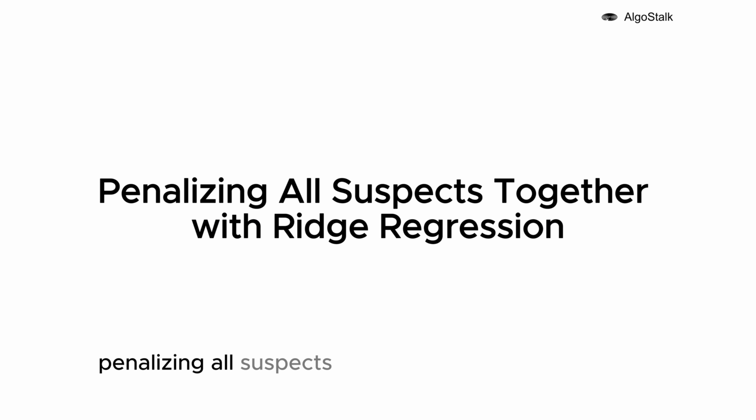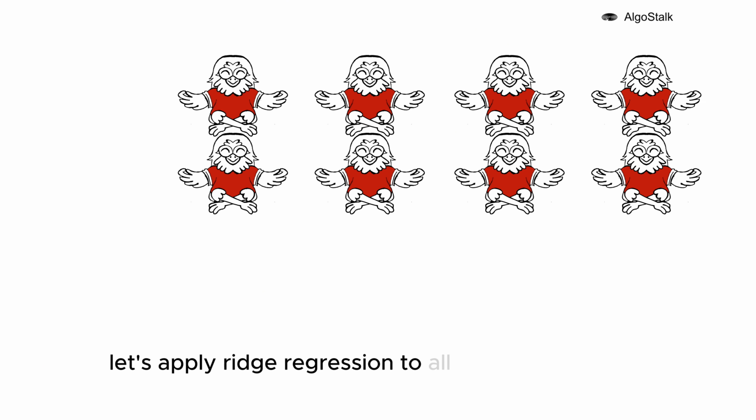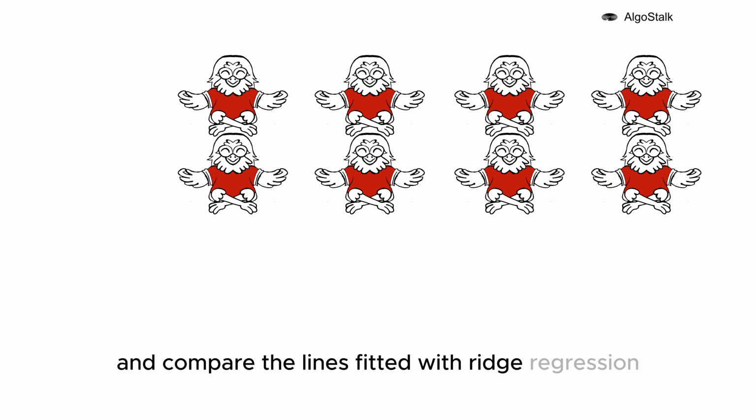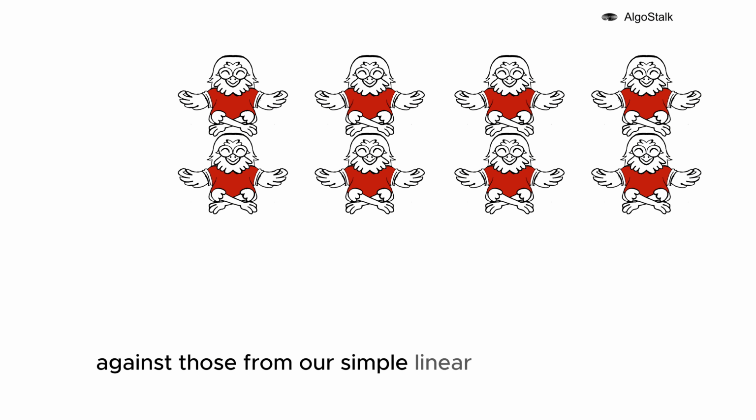Penalizing all suspects together with Ridge Regression. Let's apply ridge regression to all suspects together by distributing the penalty across all coefficients and compare the lines fitted with ridge regression against those from our simple linear regression model. This will help us determine if penalizing all suspects together can effectively prevent overfitting and lead us to clearer conclusions.